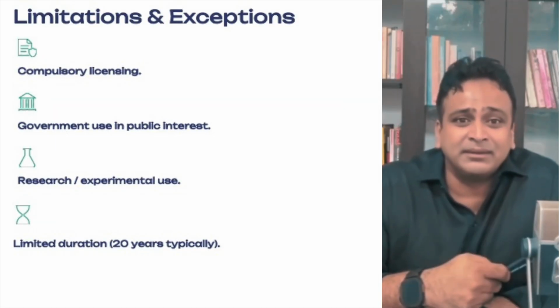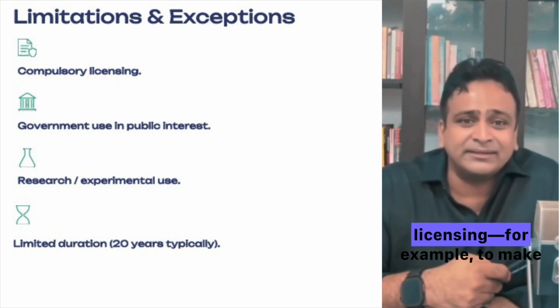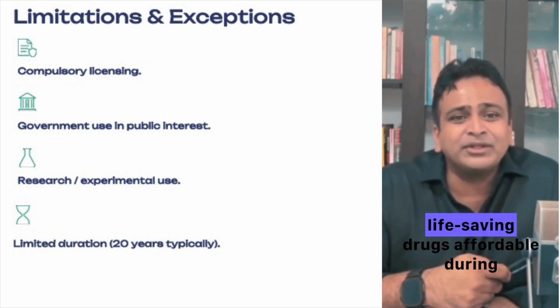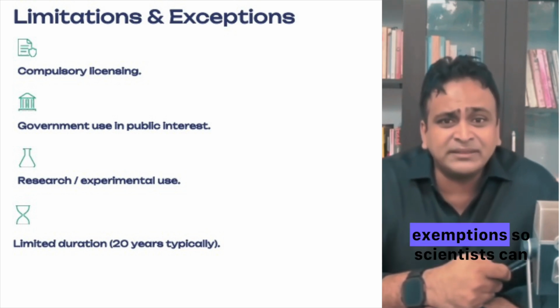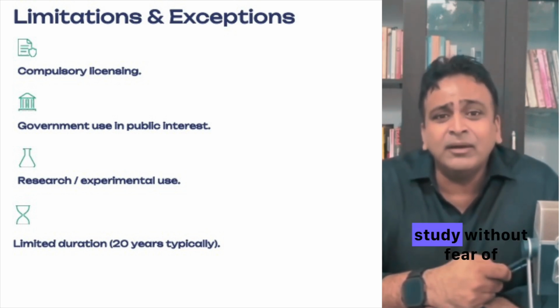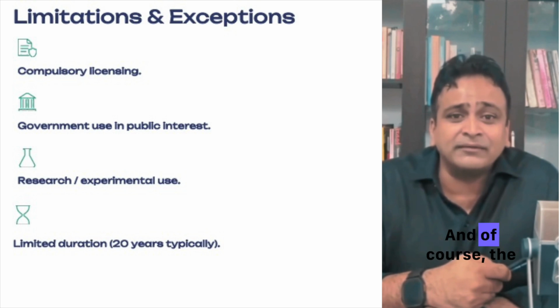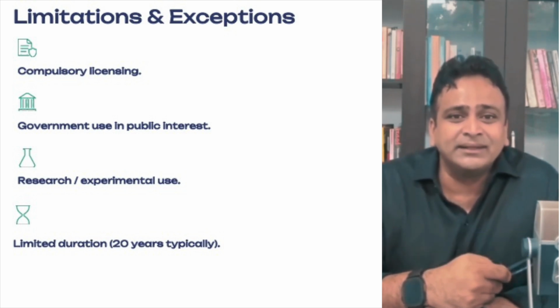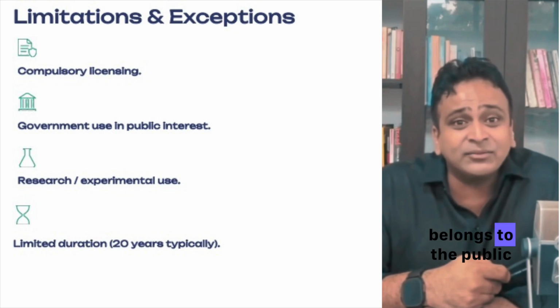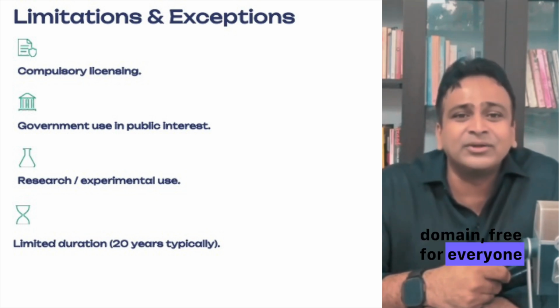Limitations and exceptions. Patent rights are not absolute. Governments may allow compulsory licensing, for example, to make life-saving drugs affordable during a health crisis. There are also research exemptions so scientists can study without fear of infringement. And of course, the rights don't last forever, usually just 20 years. After that, the invention belongs to the public domain, free for everyone to use.